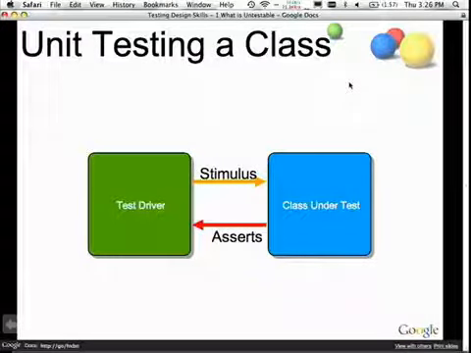So, you have a test driver, the JUnit, and you have the class under test, and you apply some stimulus to the class under test. You call some methods on it, and then you assert that something expected happened. Piece of cake? Easy? So, why are we having this discussion? Why is this so hard? What's the problem with this model right here?